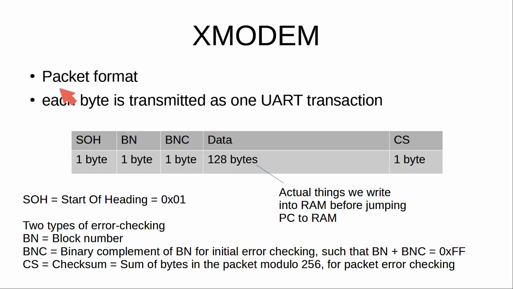Here is the XMODEM packet format. Take note that there are many bytes in a packet, but each byte is transmitted as one UART transaction. So the packet format consists of the SOH, which is the start of heading. In hex, this is 1. BN is the block number, while BNC is the binary complement of BN, such that when we add them together, we can check whether we are getting FF. And here we have the checksum.